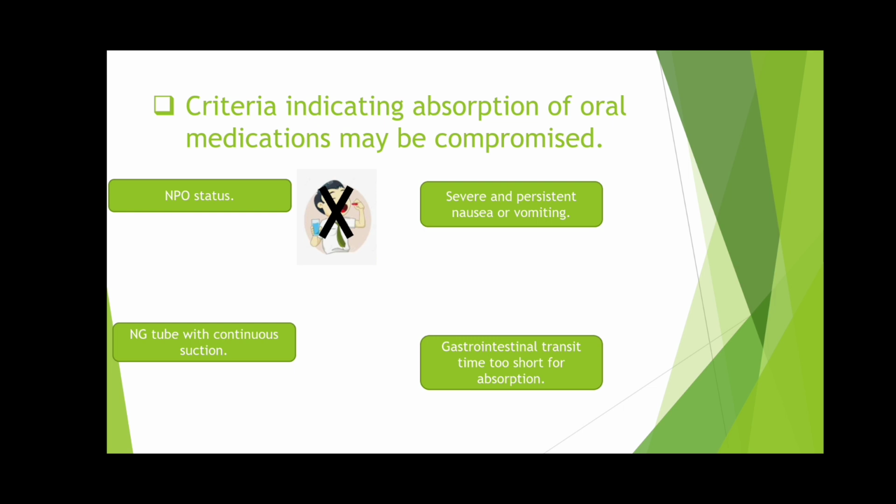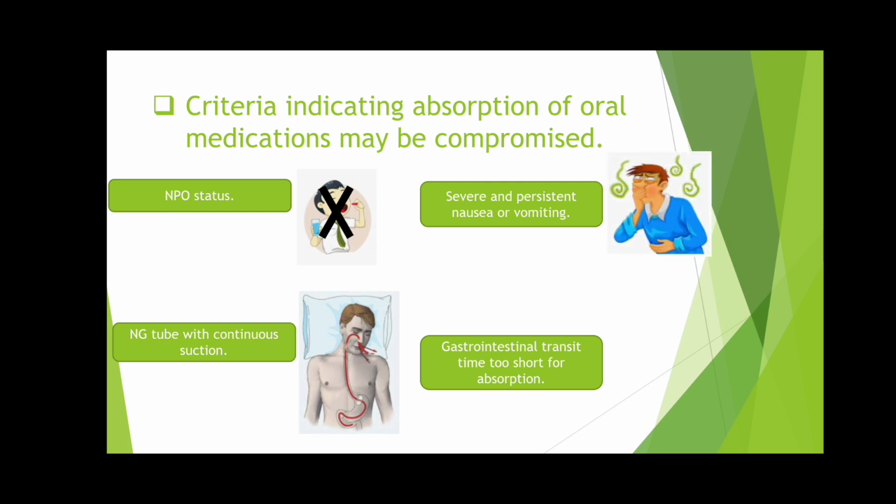Next is NG tube. NG tube means nasogastric tube. Here the person obviously will be unconscious in nature. Therefore, we have a tube that starts from the nose and the second end will be in the gastrointestinal tract. So, NG tube with continuous suction. In this case, we cannot give drug via oral route.